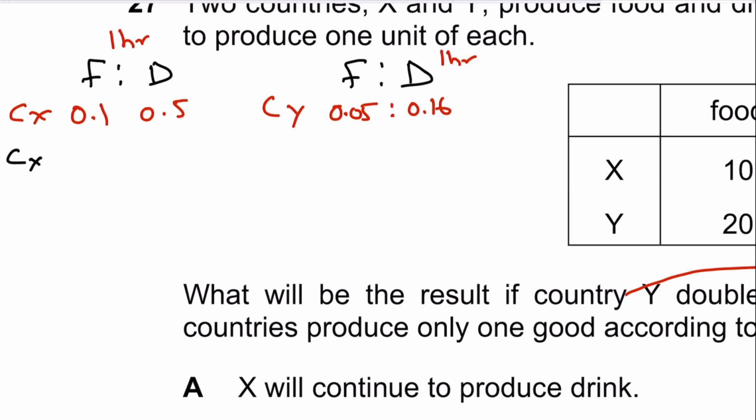So what you'll do is calculate the opportunity cost in order to produce one drink, because that will make it easier for you to find the opportunity cost. In order to produce one drink, how many units of food do you need to forgo? For that you divide 0.1 by 0.5, and that gives you 0.2. So in order to produce one drink, 0.2 units of food has to be foregone. And for country Y, in order to produce one drink, how many units of food have to be foregone? 0.05 divided by 0.16, basically 0.31. So 0.31 units of food have to be foregone.